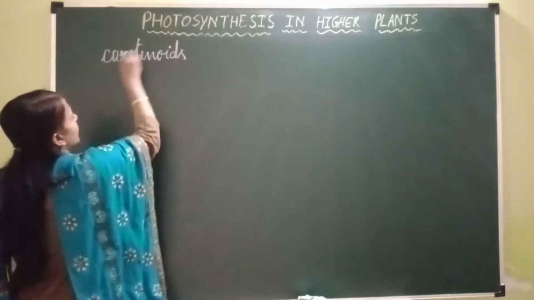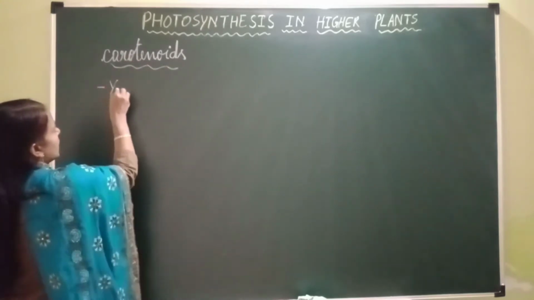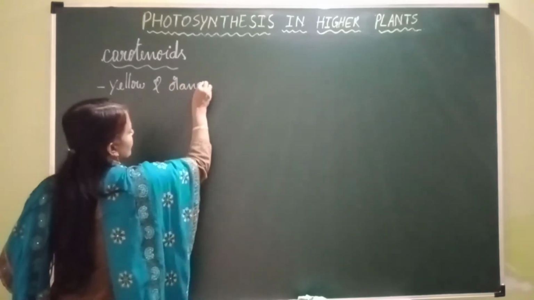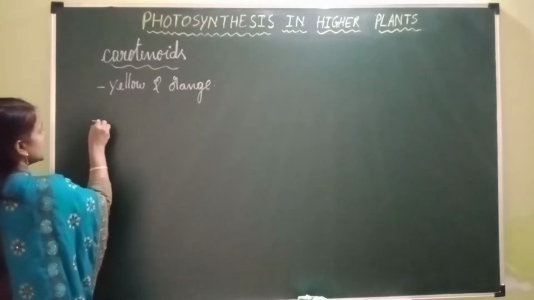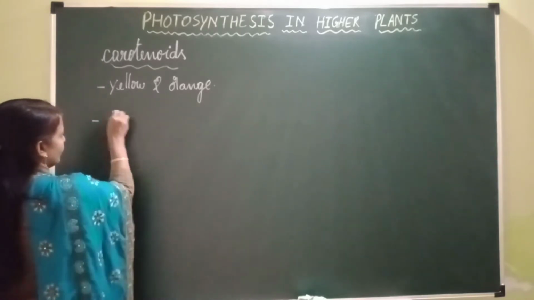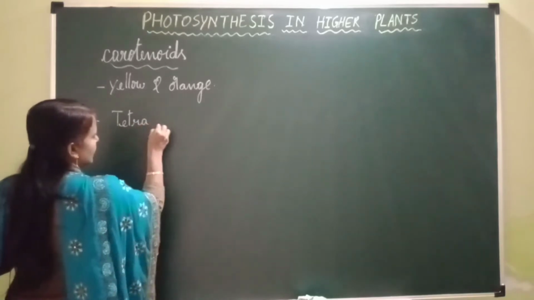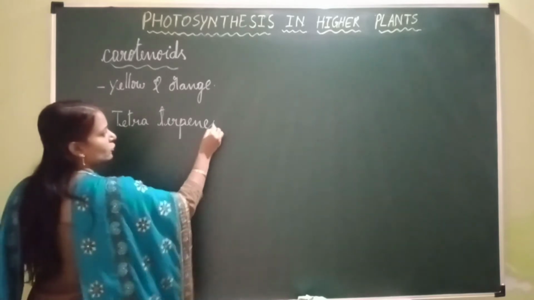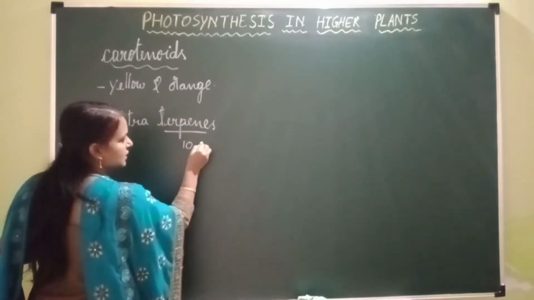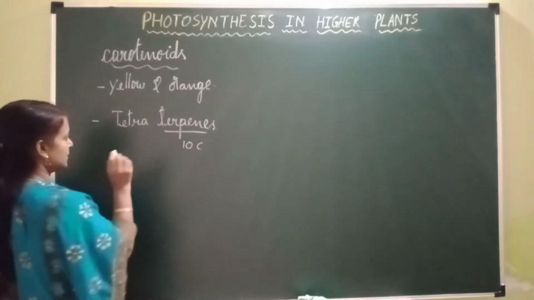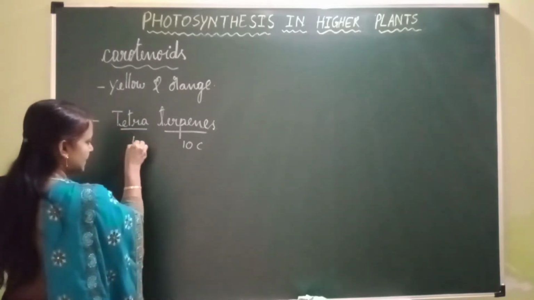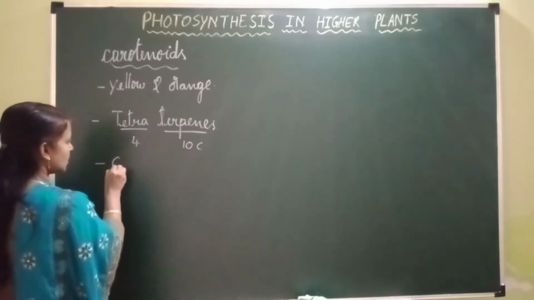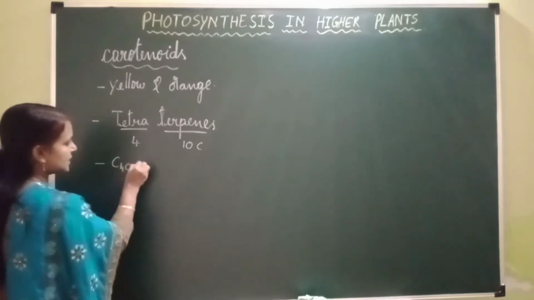These carotenoids are yellow and orange colored pigments, and these are tetraterpenes. Each terpene consists of 10 carbons. As they are tetraterpenes, 4 terpenes, 10 carbons into 4, in the structure of carotenoids, totally 40 carbons are present.